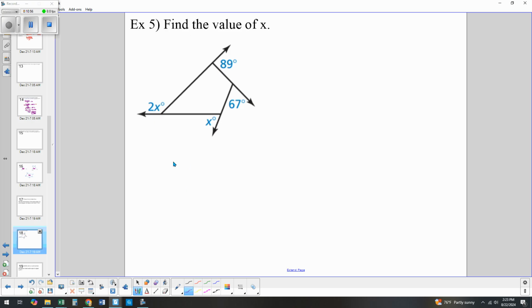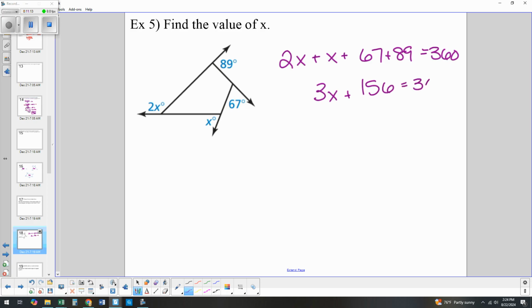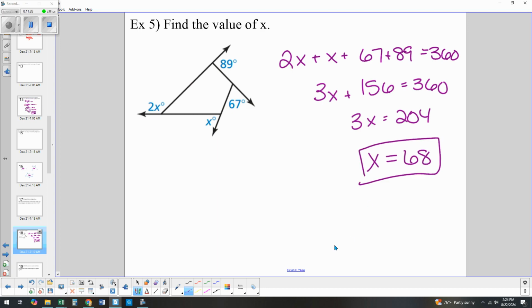So let's take our picture, find the value of x. These are all my exterior angles. So 2x plus x plus 67 plus 89 equals 360. So that's going to be 3x plus 156 equals 360. Take 156 away, so we get 3x equals 204. And when we divide both sides by 3, x equals 68.